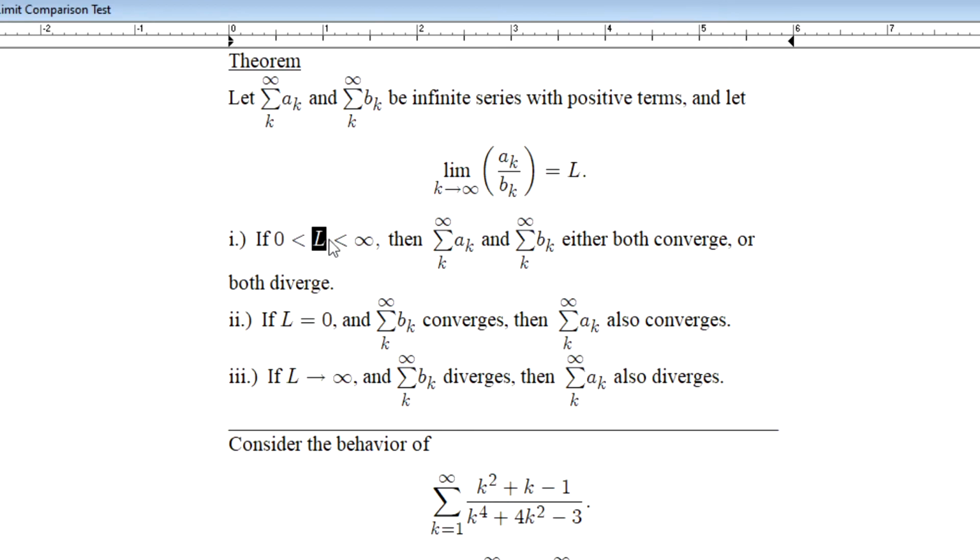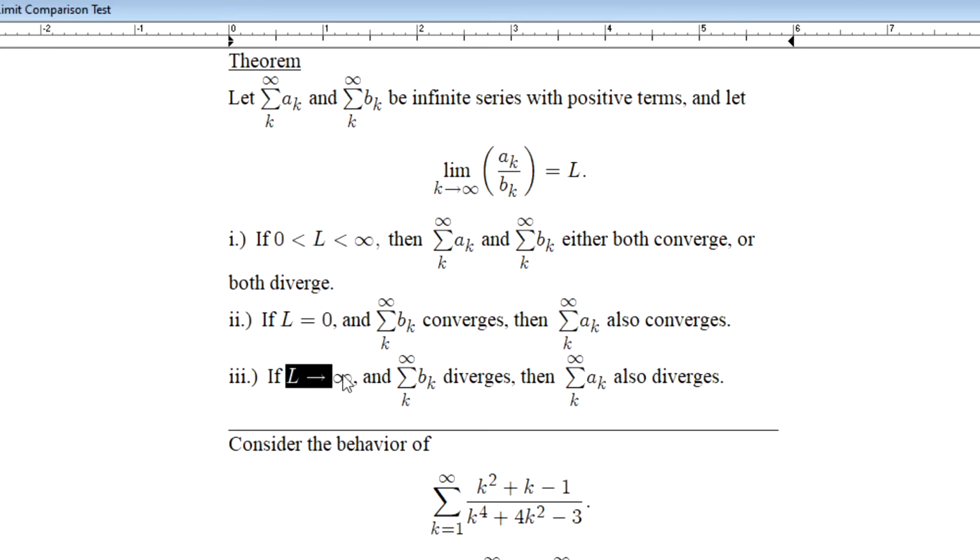And what we're going to hope to see is either L being a number between 0 and infinity, which would allow me to conclude that since b sub k is convergent, a sub k converges, or to hopefully see a value for L equal to 0, where since b sub k also converges, we would be able to conclude that a sub k also converges.